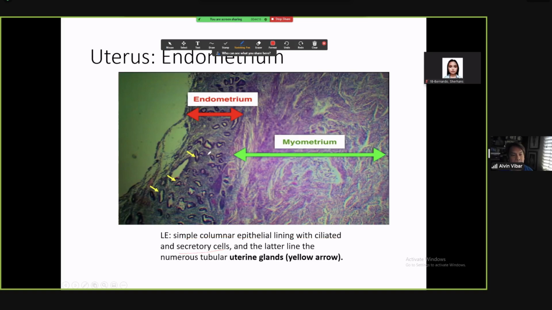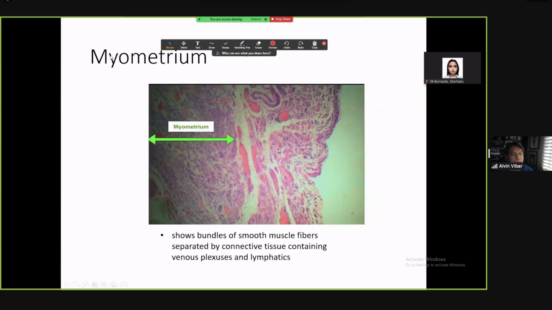But you can see here the presence of numerous glands. We call them the uterine glands, located embedded within the endometrium. And you will notice that you have a very thick muscular layer, which is made up of smooth muscles. We call it the myometrium.